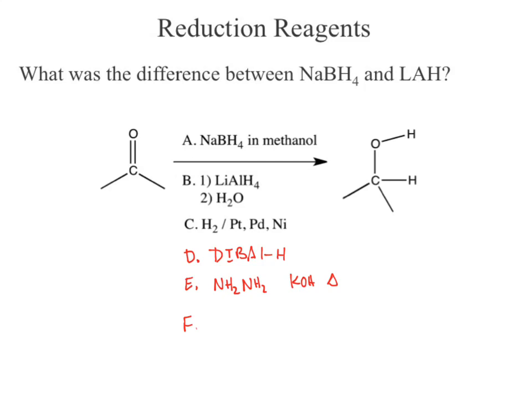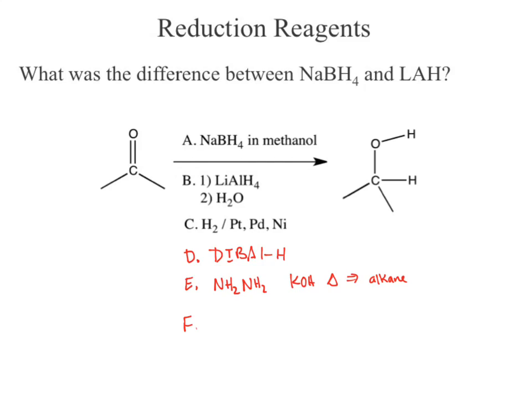Which one? The bottom one? E, currently E. It's a little bit different as far as its reducing ability because it'll take your carbonyl all the way down to an alkane. So it fully reduces.